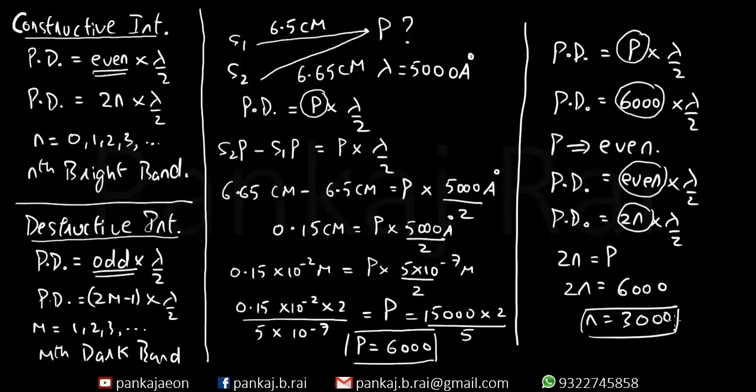As we have already discussed, the path difference is an even multiple of lambda by 2, that is 2n lambda by 2. The number here came out to be even, 6000, and the n here represents the number of the bright band. So we know that this point P will be the 3000th bright band. In this way you can find out the type of band which would be formed if you have been given the path difference, or the distances of the point from the two sources. Thank you very much.